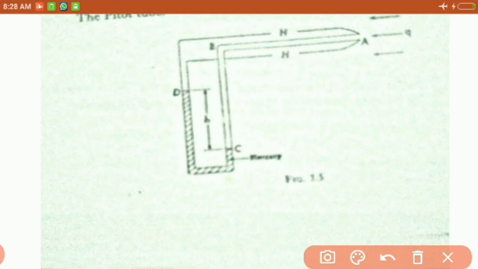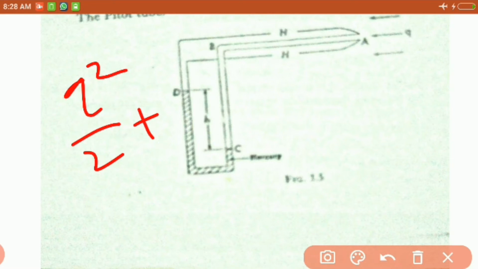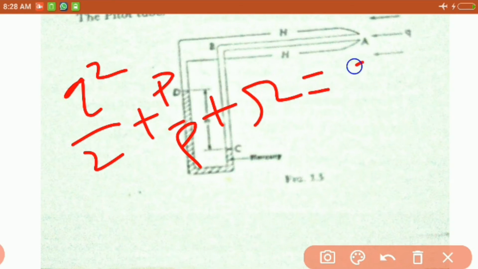Then by applying Bernoulli's equation along the streamline extending from infinity, entering the inner tube at A, this is the inner tube, entering from this point A and finally being brought to rest at C, we have for steady, incompressible and homogeneous fluid, Bernoulli's equation: q square by 2 plus p by rho plus omega is equal to constant. Suppose this is number 1.